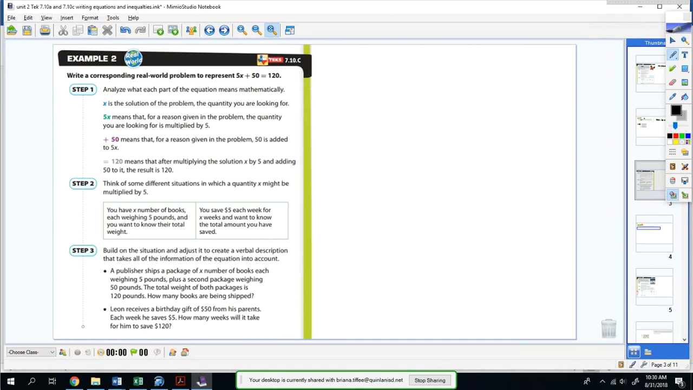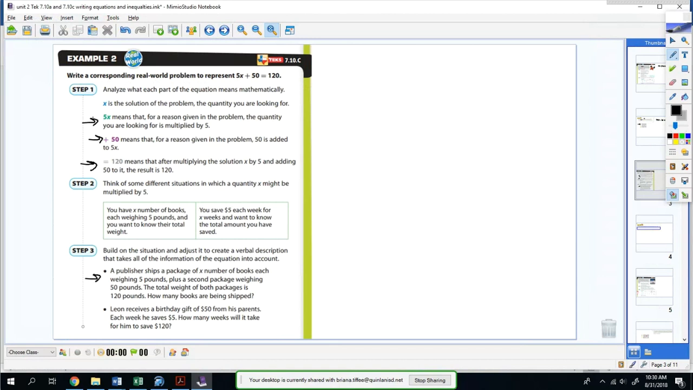The x is also being multiplied by 5. So it means it's a recurring 5 times x. So it's like 5 each or something like that. Plus 50. That plus 50 means it's a one-time thing, like that $40 was a one-time fee. So this is a one-time thing. And when you add them up, it should equal $120. So a solution or a real-world problem would be the first one right here.